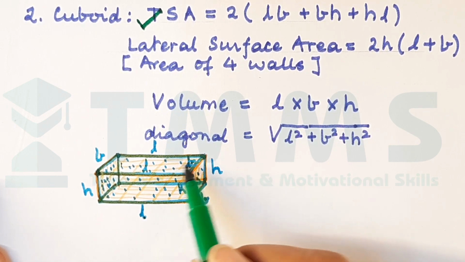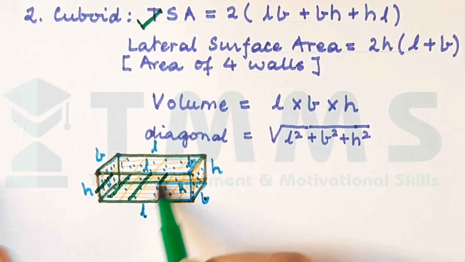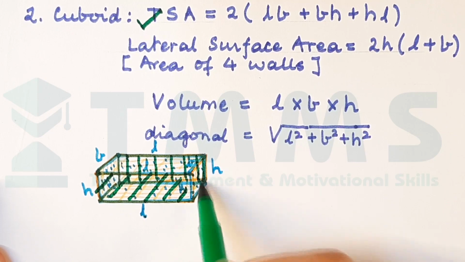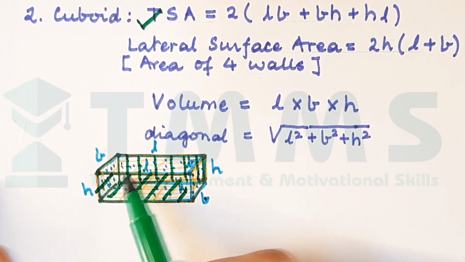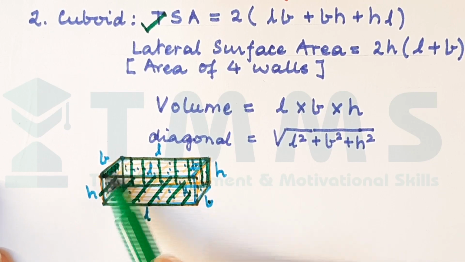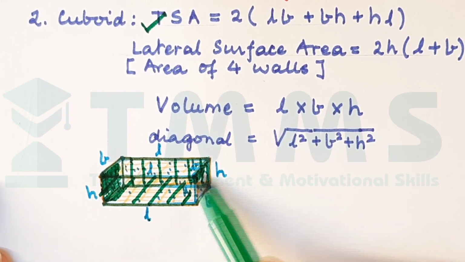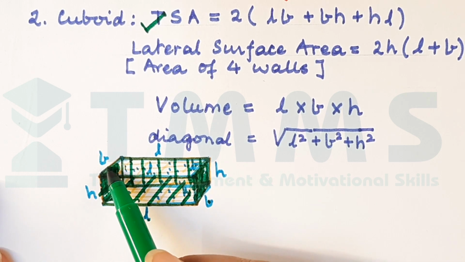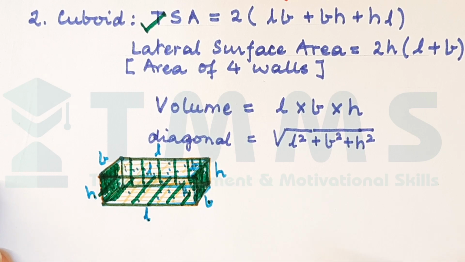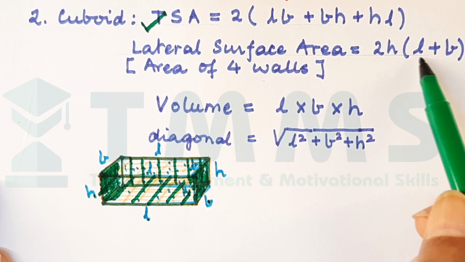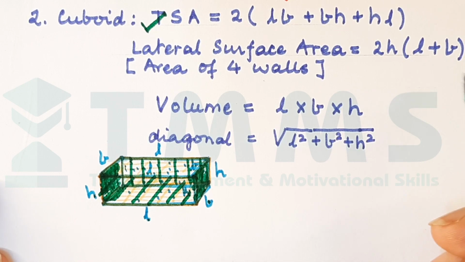Can you see this? Can you see this? This surface and this surface. These are going to be 2 L into H. And then on the side, this one and this one. Are you able to get that? So that will be 2 of B into H. Can you see that B into H here and here? So if you take 2H common, it will be inside the bracket L into B.